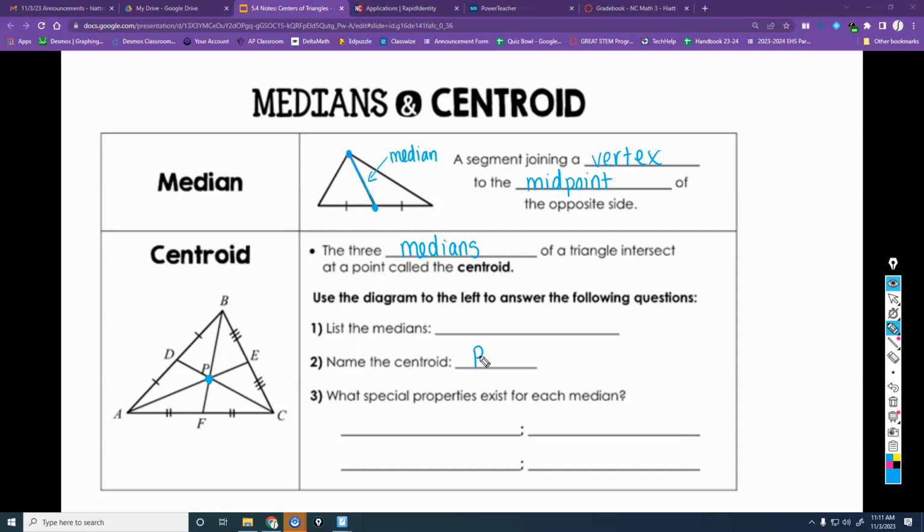So the medians for this would be, I'm going to highlight them here in pink, it would be BF, also CD, and AE.